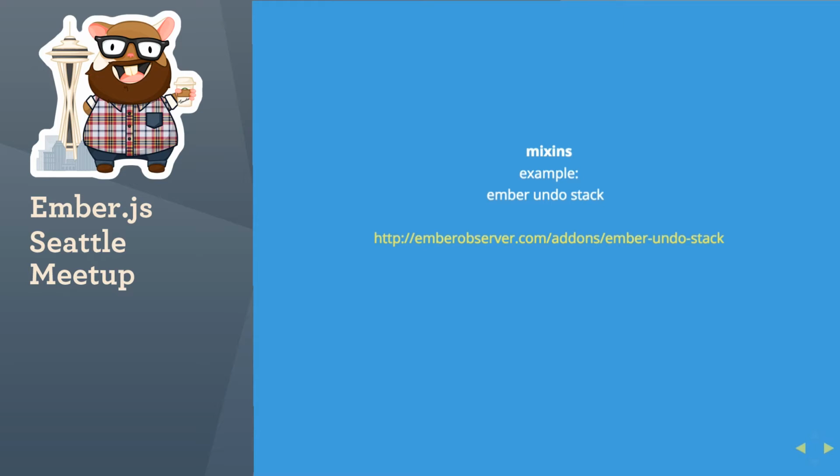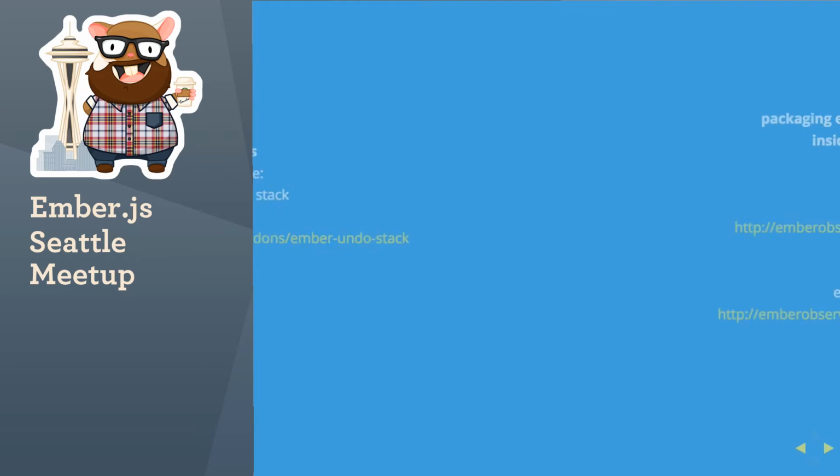So mix-ins. There's a mix-in, for example, in Ember undo stack, which just basically lets you create a little array and push things onto the stack and pop them off and go back and forth if you have various operations that you want to do. Pretty clever.